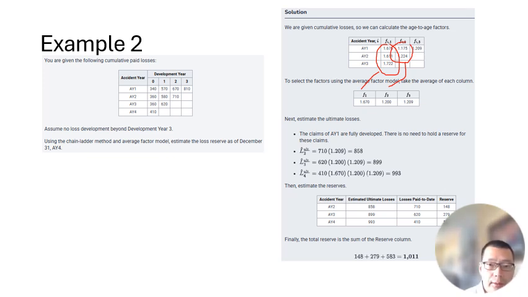Then from here, we can calculate the reserve, which is the ultimate loss minus the loss paid to date. So it's for AY2 148, AY3 279, AY4 583. You add them all together, you get the reserve to be 1011.